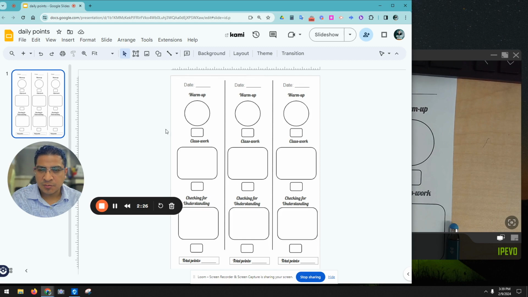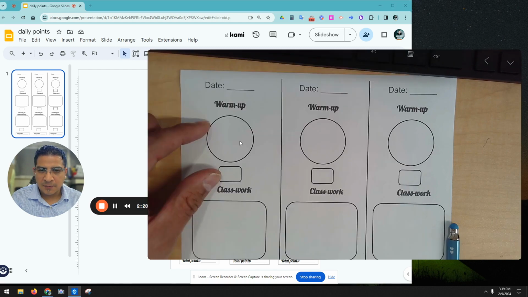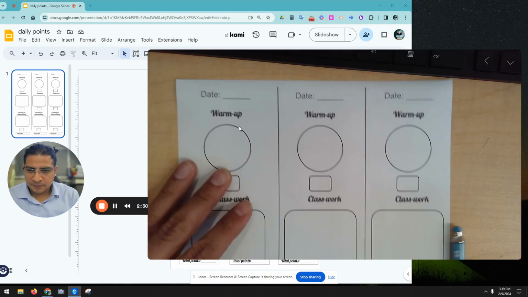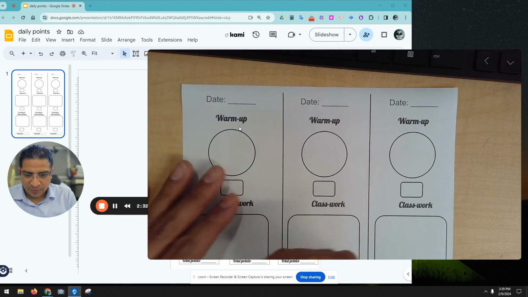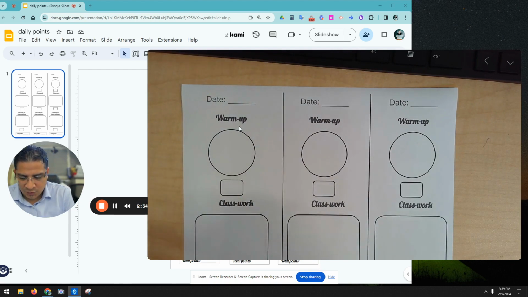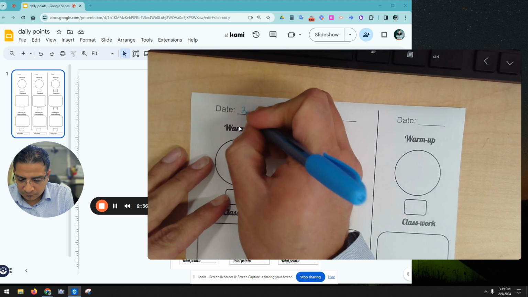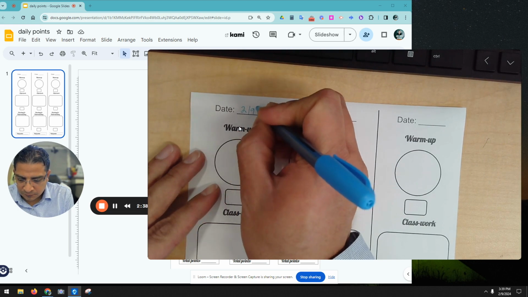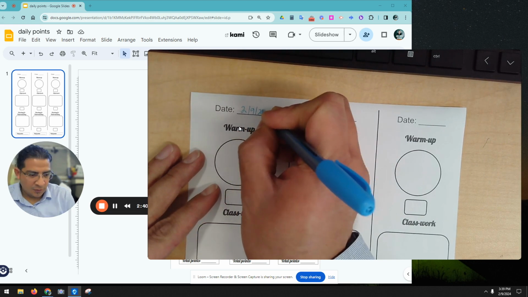I'm going to show you how to write on it using the document camera. All right, so I printed this out. Here's a hard copy, and I'm gonna write on it. So, for example, if today is 2/9/2024.